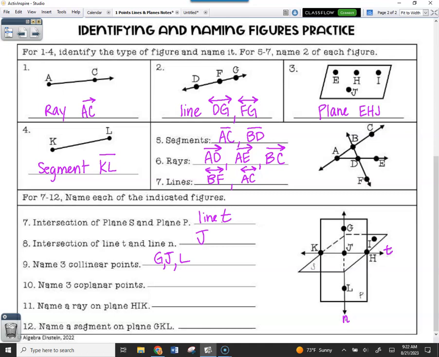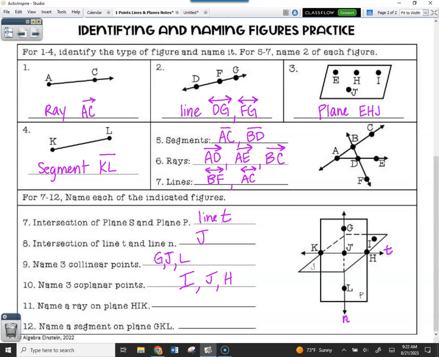Name 3 coplanar points. IHJ. So if you look at this flat one, J is on the flat one, I is up here in the corner of the flat one. When I say flat, I mean like it's laying down. And then H is right there. So yes, I, J, and H are all coplanar points.